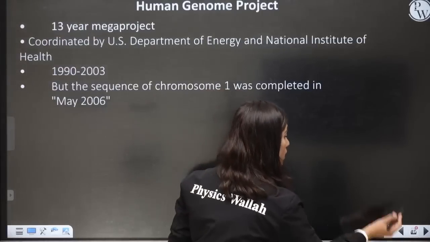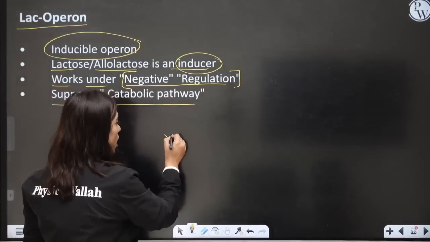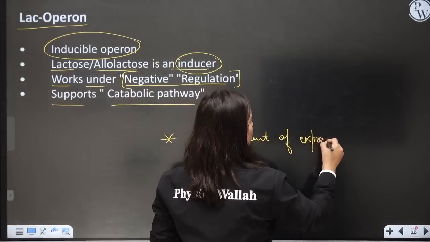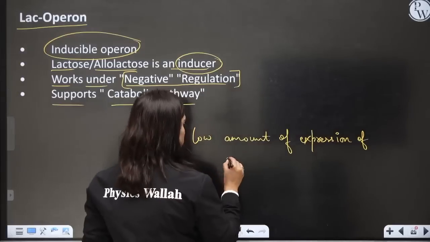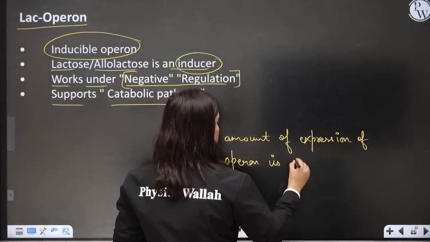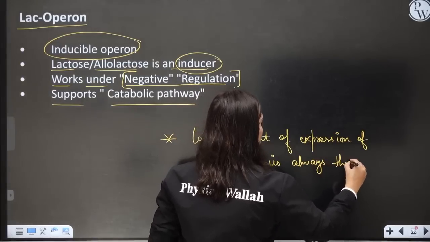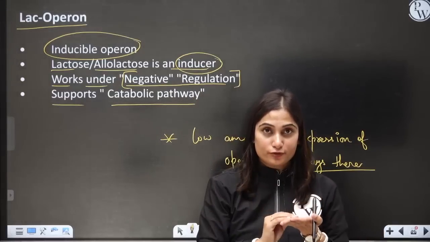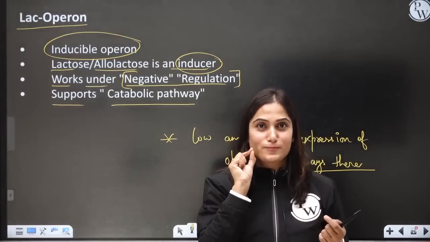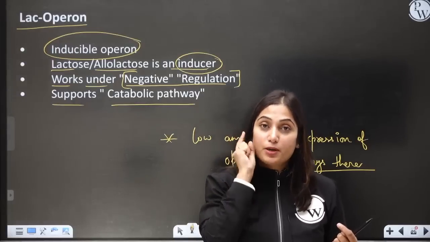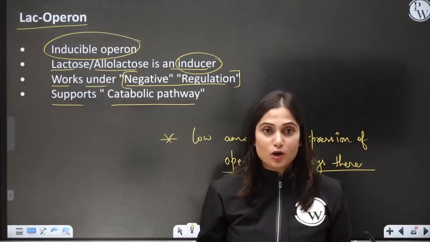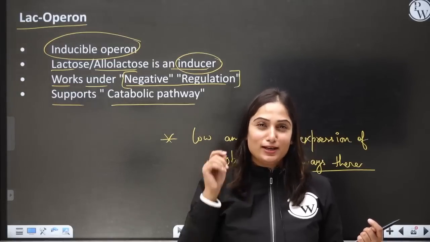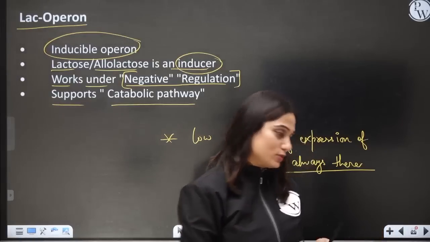And yes, one more thing, a low amount of expression of the operon is always there. I've just told you that in the absence of lactose, the operon would be switched off. Yes, it is switched off, but a little amount of expression is present even in the absence of lactose, because a little amount of permease has to be present all the time in the cell. If permease would not be there, how will the lactose come inside the E. coli and the operon be on? So a little amount of permease will always be formed, and a low amount of expression will always be present even in the absence of lactose.